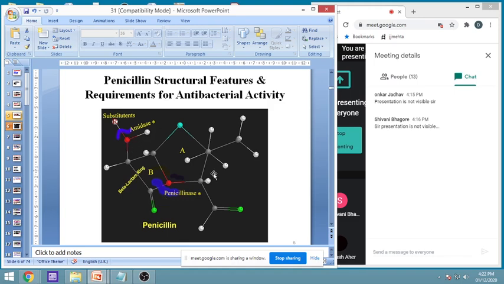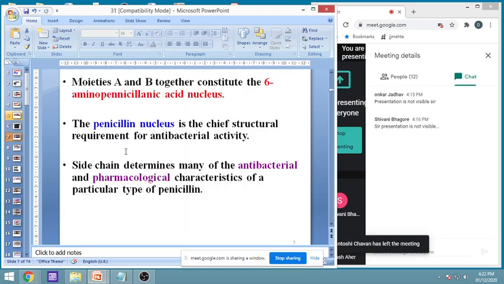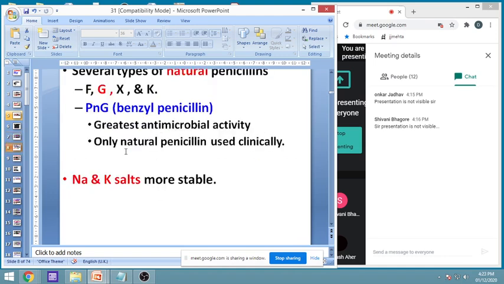This structure together, as I told you, is called 6-aminopenicillanic acid, and when we synthetically attach some structure to it, we call it a semi-synthetic one. So we have various synthetic and semi-synthetic agents available, and the penicillin nucleus is the chief structural requirement for antibacterial activity. Only the side chain is changed when it is semi-synthetic.